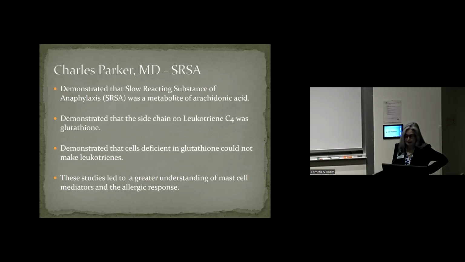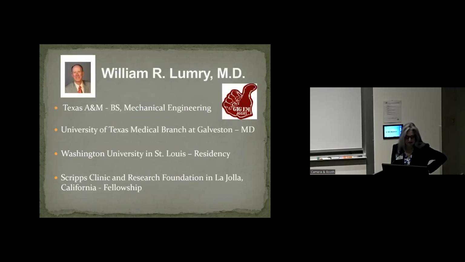He demonstrated that the side chain on leukotriene C4 was glutathione, and showed that if the cells were deficient in glutathione, they couldn't make these leukotrienes. So that really gave us a lot of understanding of mast cells. And we really need to move forward more on mast cell work. He was really one of the early pioneers of that work, and we need to do more of that.